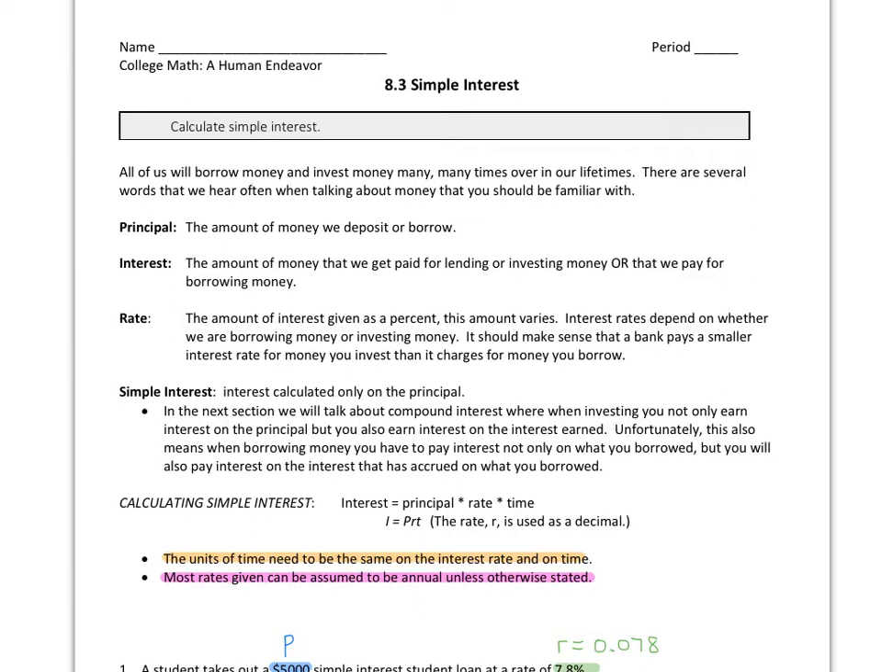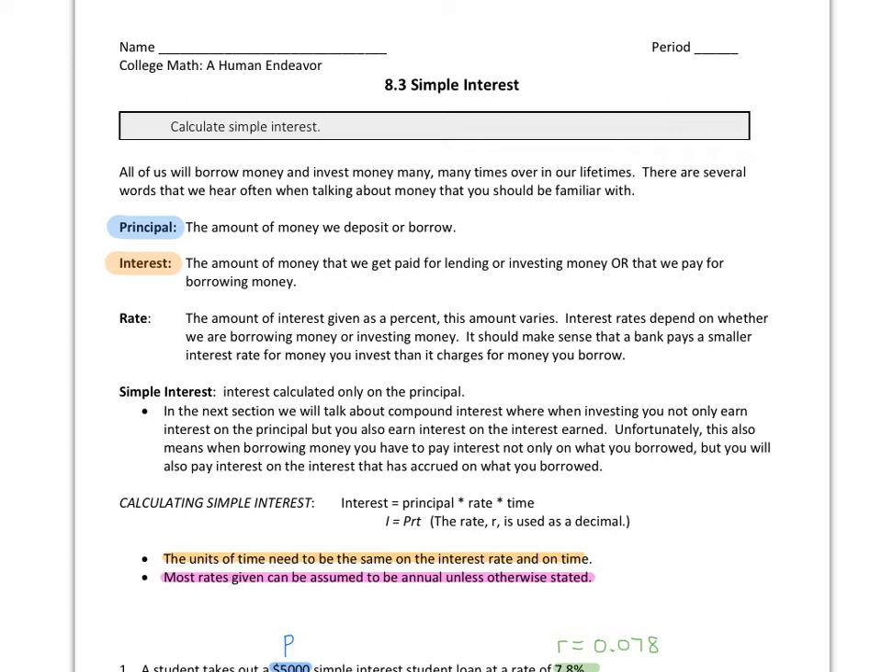So there are several words that we need to understand moving forward. We need to understand what the word principal means. It's the amount of money we deposit or the amount of money that we borrow. We also need to talk about the interest itself, and that is the amount of money that we get paid for lending or investing, or that we pay for borrowing.